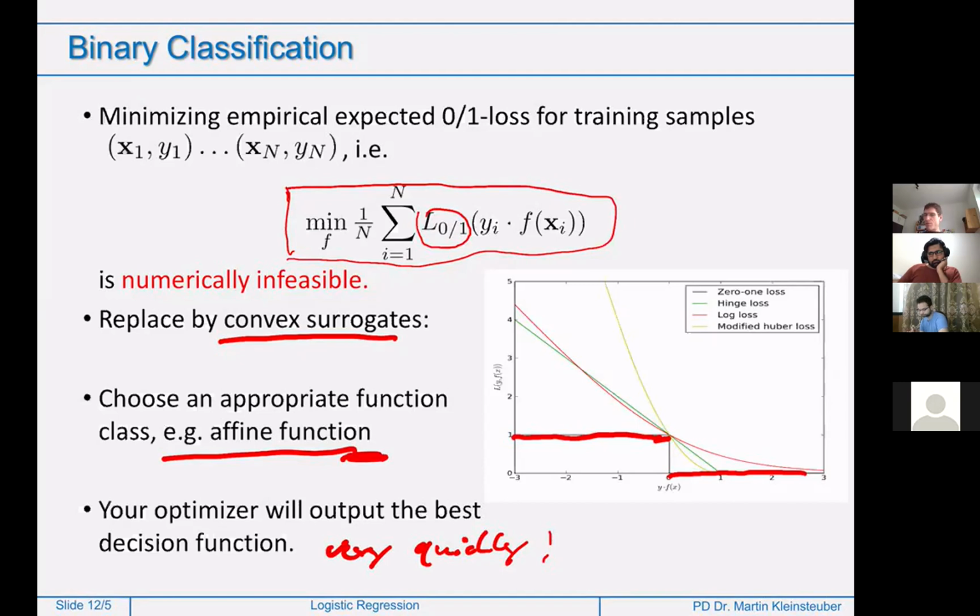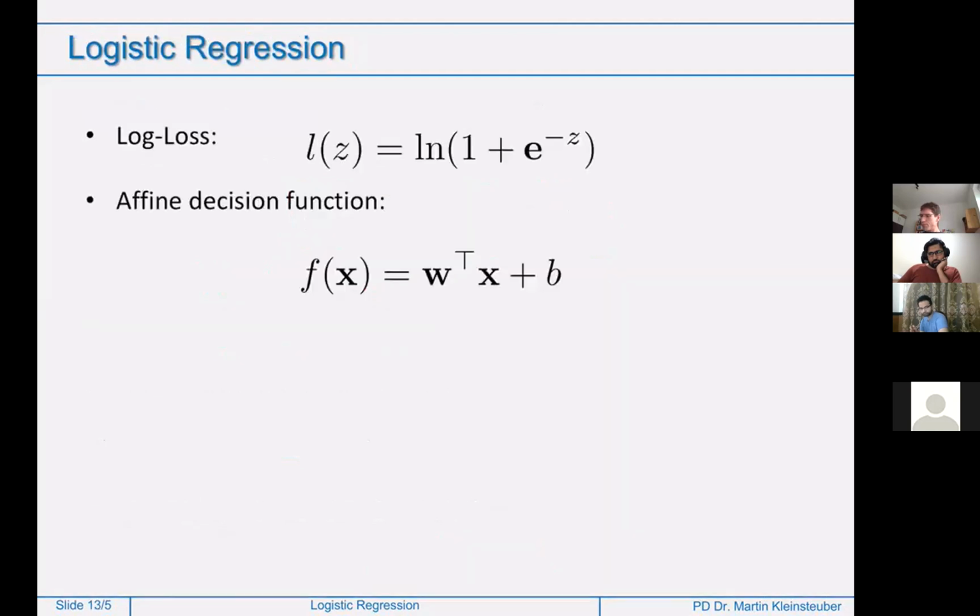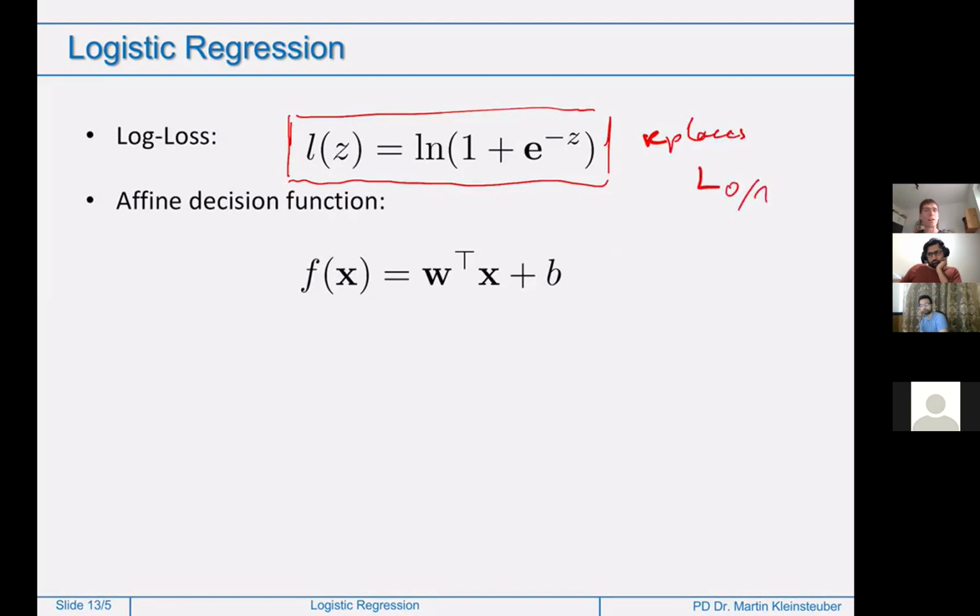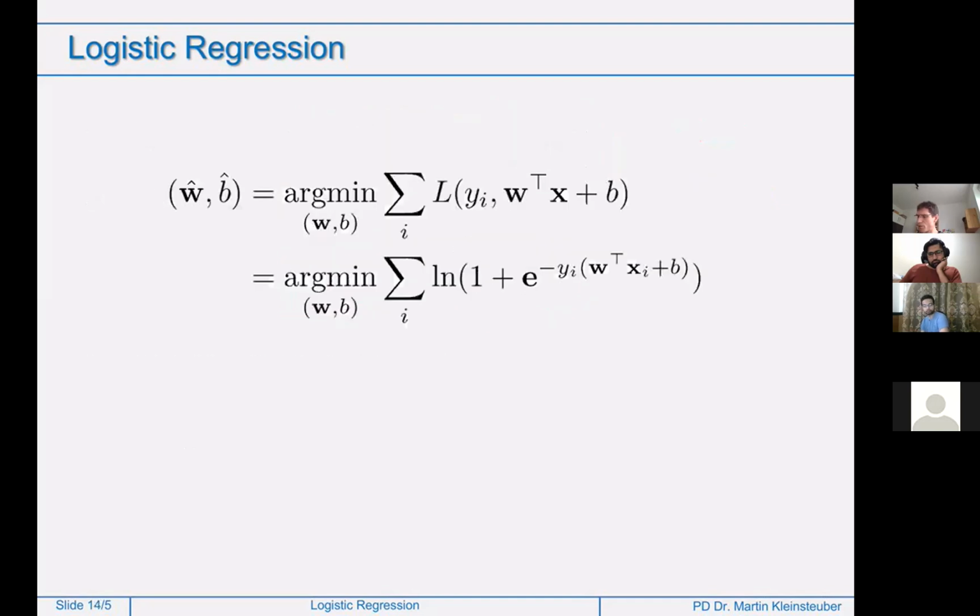So for the logistic regression part, we have the so-called log loss here that replaces the 0,1 loss. And it's the logarithm of 1 plus e to the minus z. It falls a little bit from the sky here, but the advantage is that you see how it is somehow related to Huber loss and to other losses. And if we choose our function class to be affine functions, then we end up in an optimization problem.